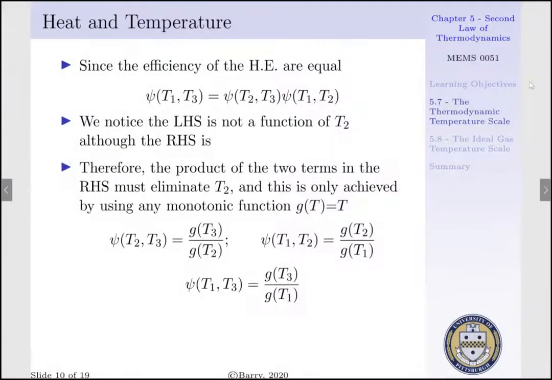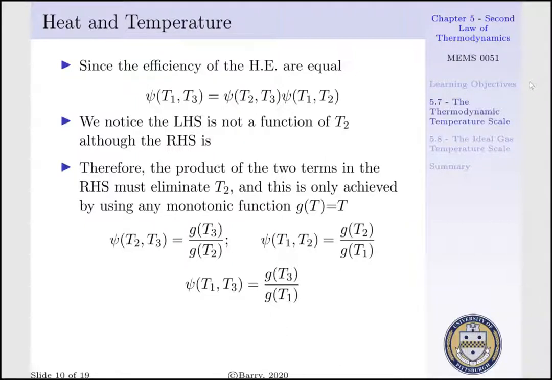Since the efficiency of our heat engines are equal, the functional relation operators must be equal. That is, psi as a function of t1 and t3 has to be equal to psi as a function of t2 and t3 times psi as a function of t1 and t2. We notice that the left-hand side of our equation is not a function of t2, although our right-hand side is. Therefore, the products of the two terms on our right-hand side must eliminate t2. And this is only achieved by using a monotonic function g.